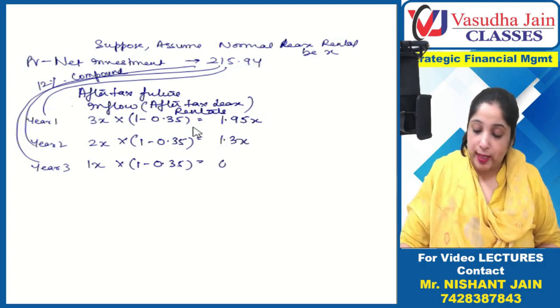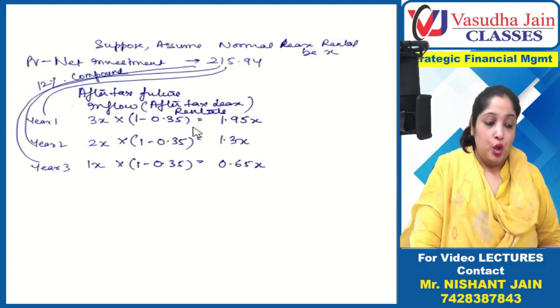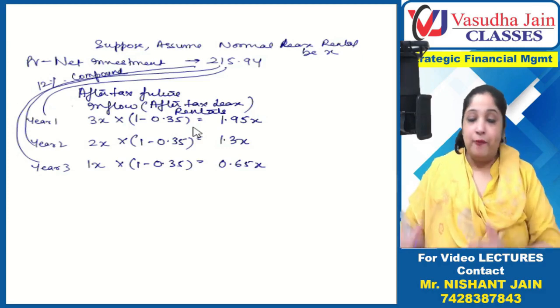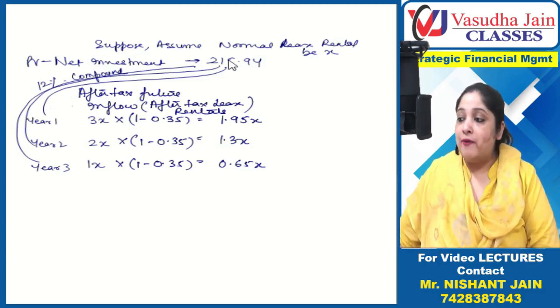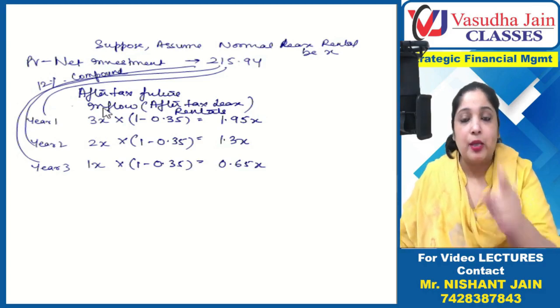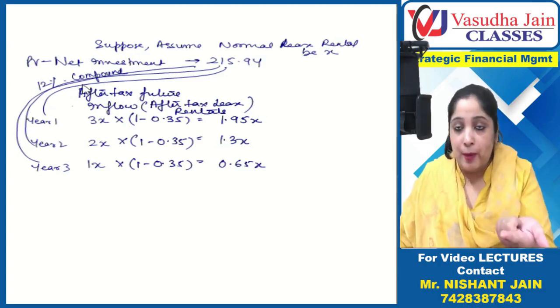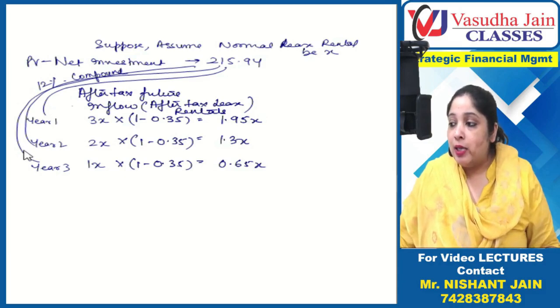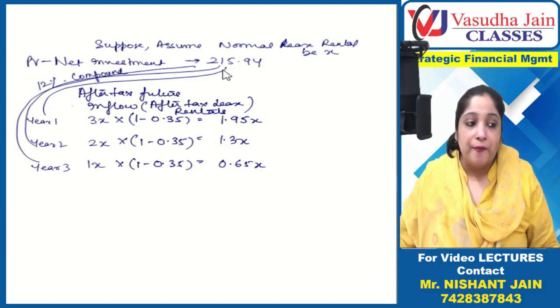1.3x, and this is 0.65x. So this is basically your inflows. Now you want your investment to earn 12%. This lease rental should be this much, that they earn how much? 12%. So when you discount them, they should be equal to the present value of investment.